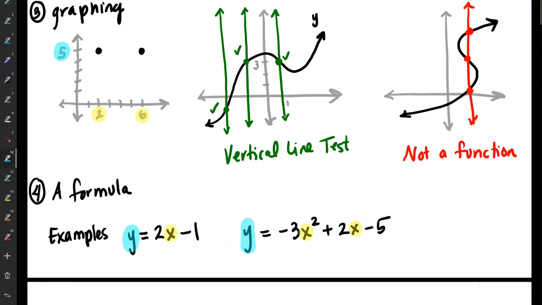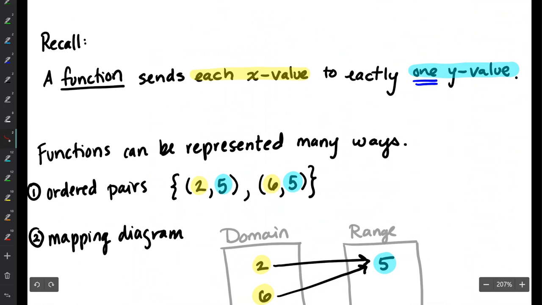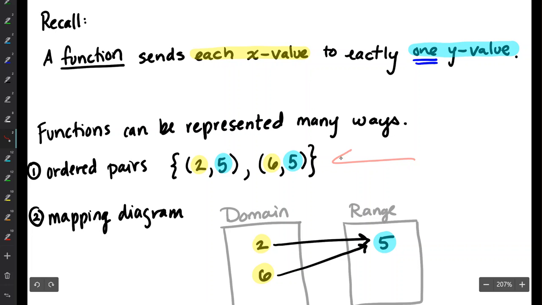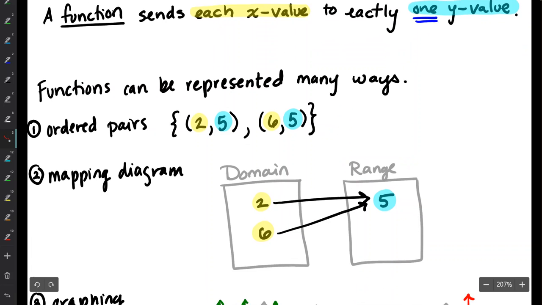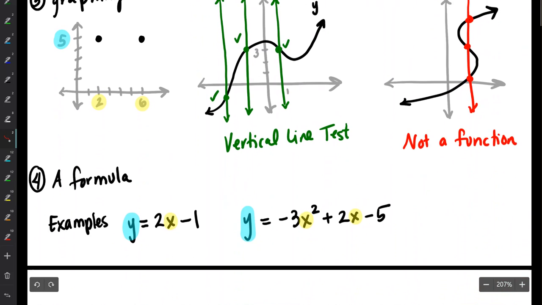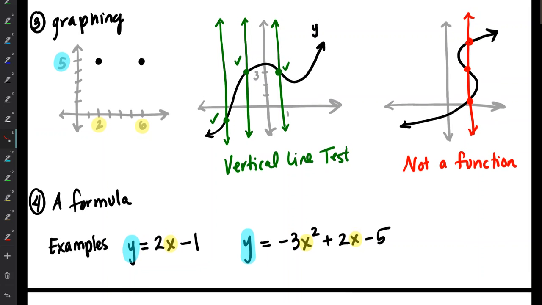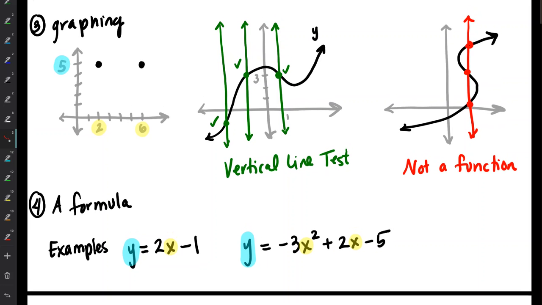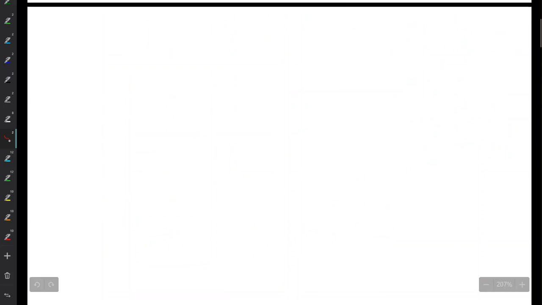So I've reviewed what a function is and our different representations of showing the reader a function, because now we're going to talk about inverse functions. We're going to talk about going backwards. And because you can represent functions with 4 different ways, ordered pairs, these mapping diagrams, graphing, or with a formula, you can come up with inverse functions in those 4 different modalities. Okay, so now let's discuss what an inverse function is.